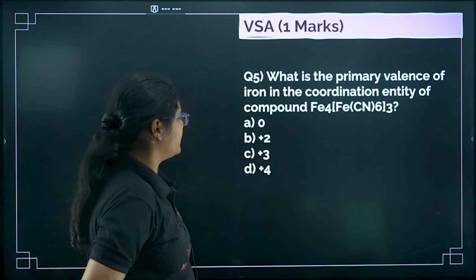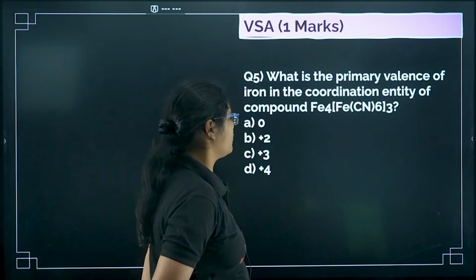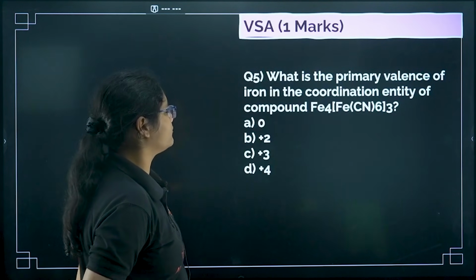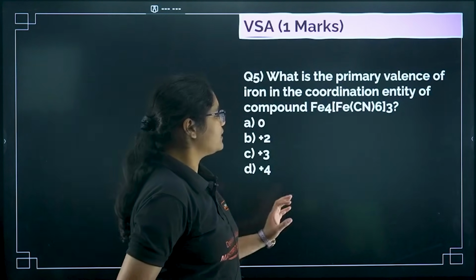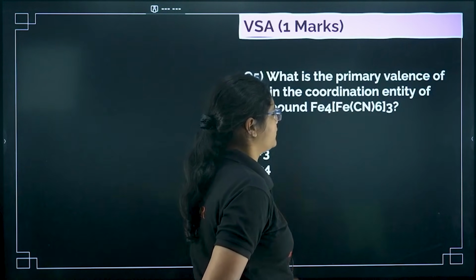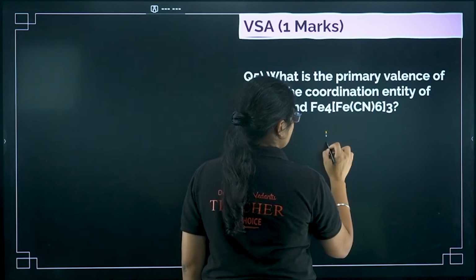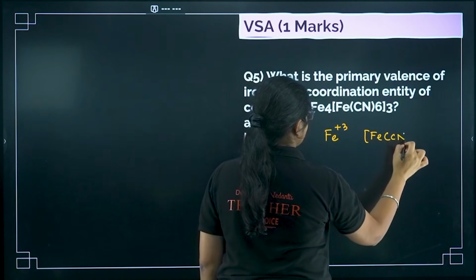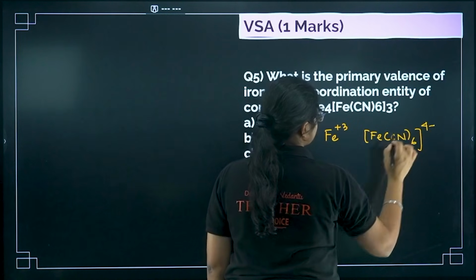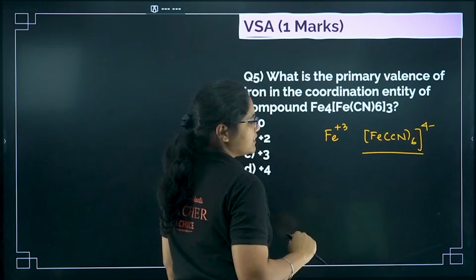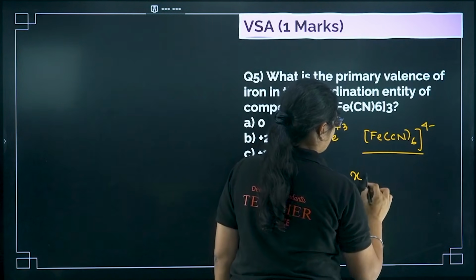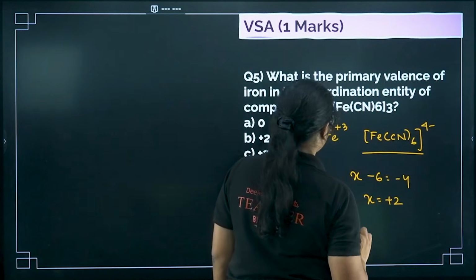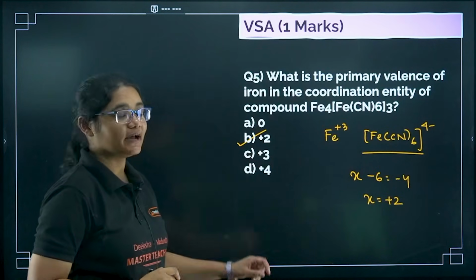Next, what is the primary valency of iron in the coordination entity of the compound? Primary valency means they are asking you the oxidation state of Fe here. Now, this compound must have Fe +3 and [Fe(CN)6] 4-, so this is the charge of the complex. Now here, X - 6 = -4, and you will get X is equal to +2 here. So that is why option number B is the correct answer.